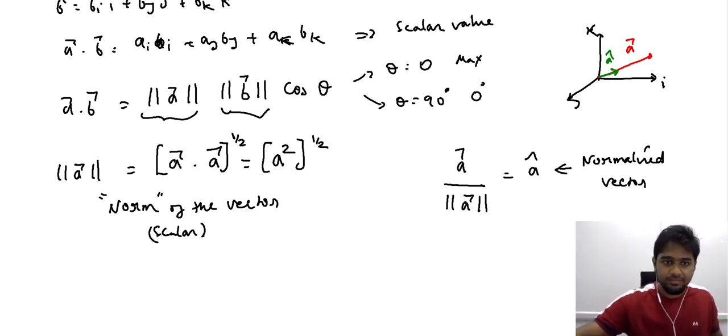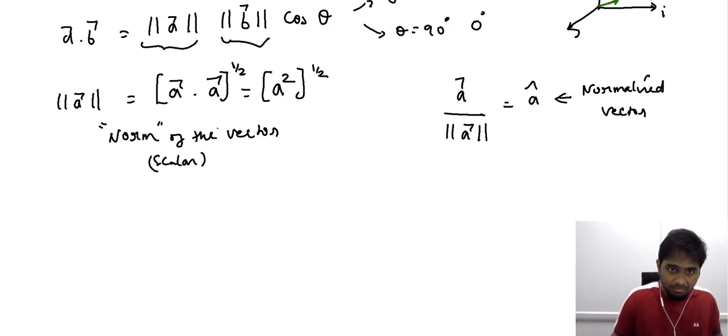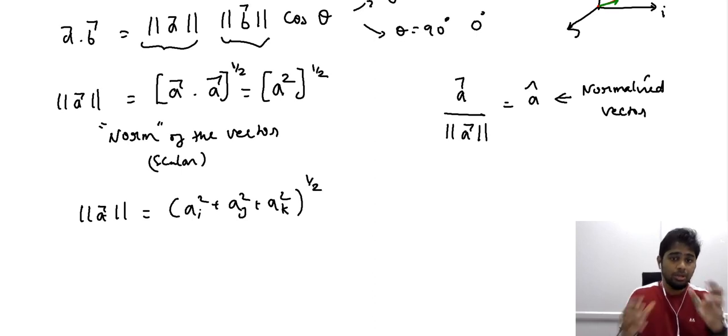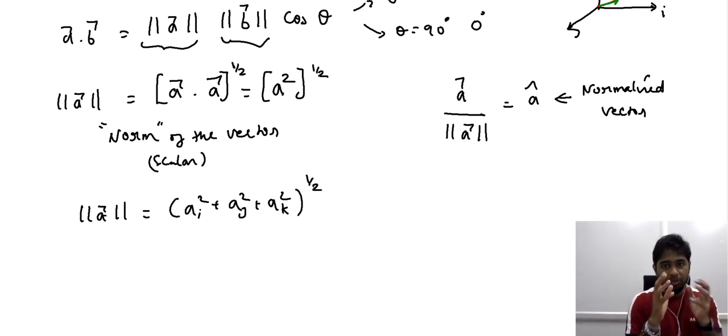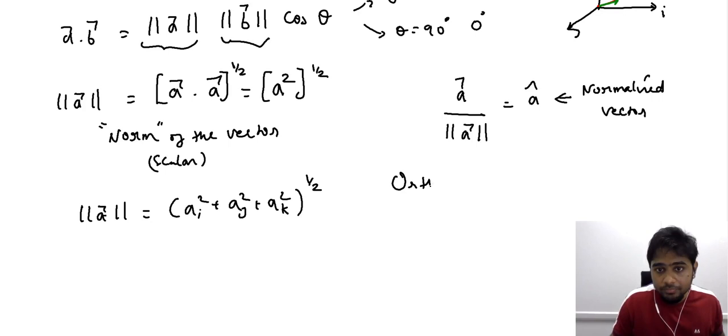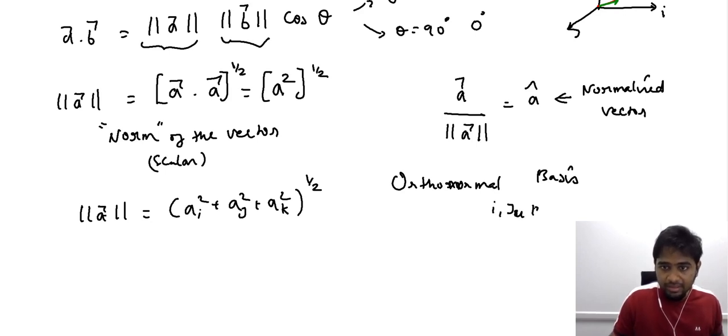Now when you consider the dot product of these two and want to express it, what you end up having is ai square plus bi square plus gi square, the whole power 1 by 2. Again, it is vital for us to remember that we are doing all this assuming that what we have is an orthonormal basis. Our i, j and k are perpendicular to each other.